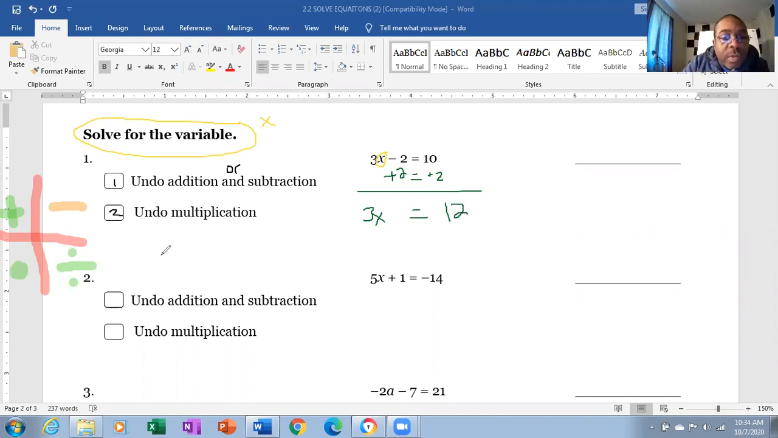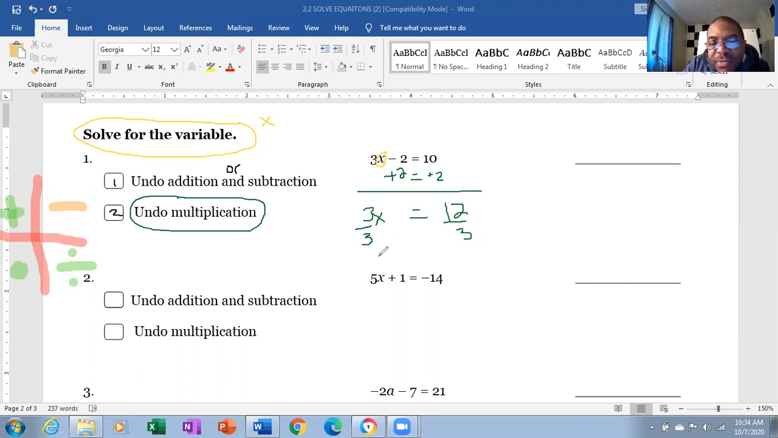Okay, we first did the addition or subtraction. In this case, it was subtraction. Now we need to do the multiplication. We need to undo the multiplication. So 3x is really 3 times x. So what's the opposite of multiplication? It's division. So we're going to divide by 3 on both sides.